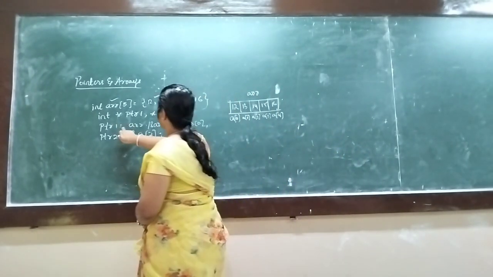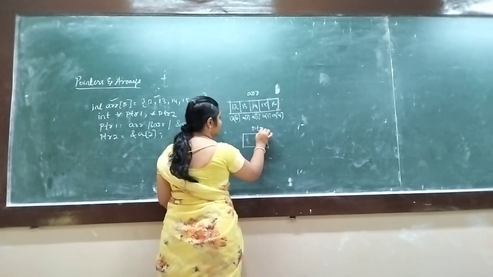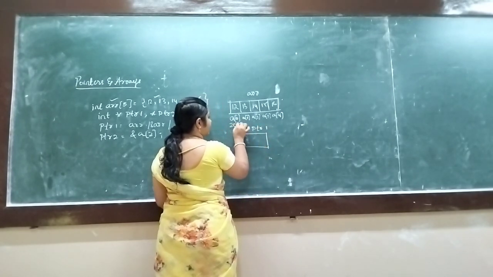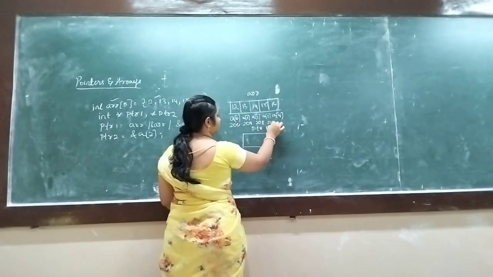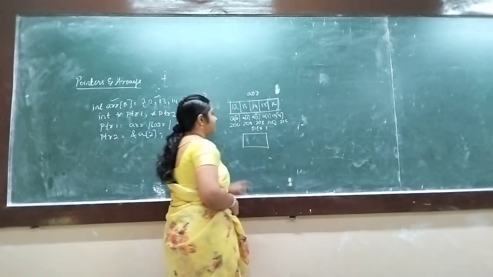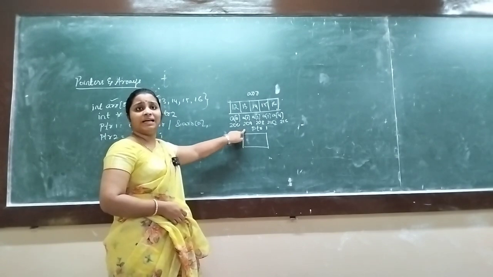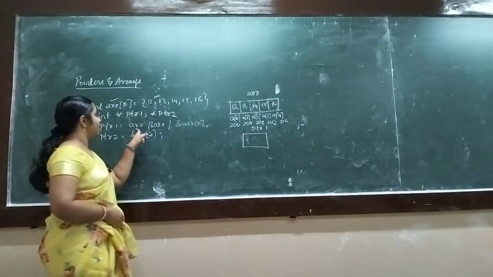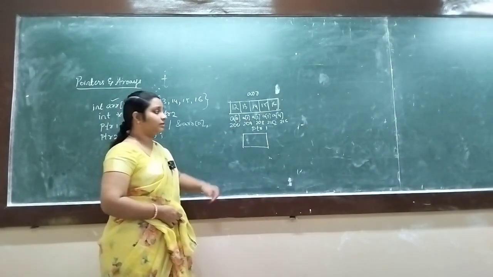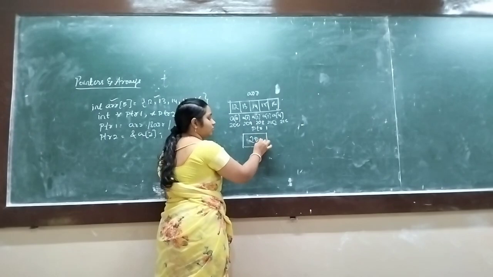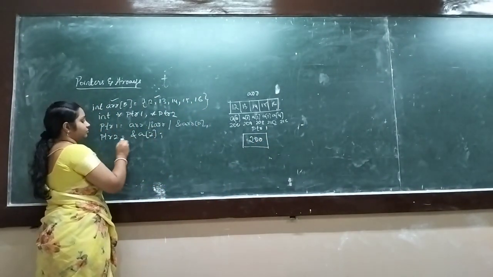Now what is PTR1 equal to array? PTR1 is initialized with an address. These are the addresses. Now what does PTR1 do? It stores the address of array. Address of array means the base address, right? It stores what? 200. Okay, now next is what?